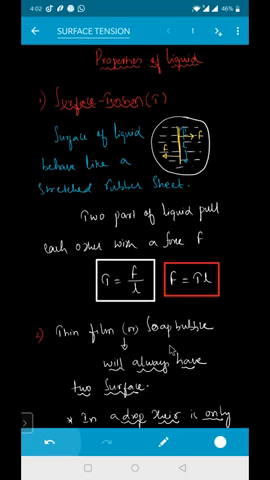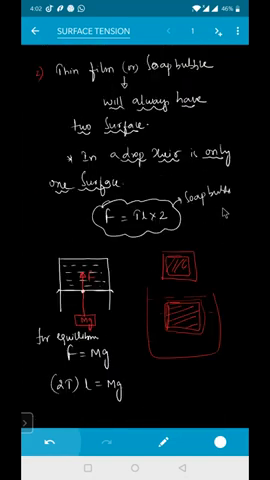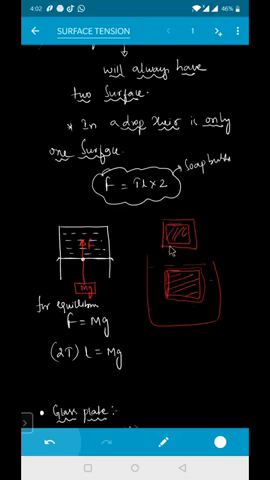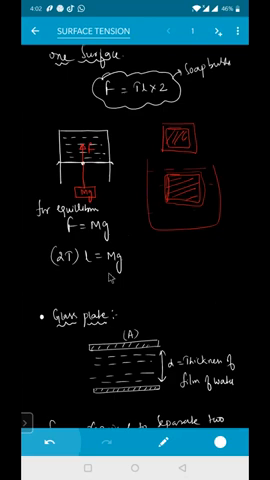A thin film or soap bubble has two surfaces. A liquid drop has only one surface. So whenever we are talking about a soap bubble, F will be equal to how much for me? Surface tension into length into 2. In equilibrium, F will be equal to the weight which has been attached to that. So 2T into L will be equal to weight.